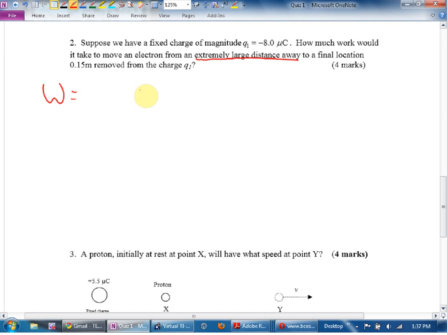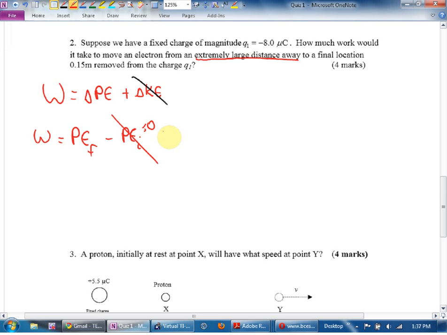It's also change in potential plus change in kinetic. Are they talking about speeds anywhere in this question? Then we're going to assume start and end at rest. Work is going to be potential energy final minus potential energy initial. Where am I starting for my initial? Because we defined relative to zero at infinity.